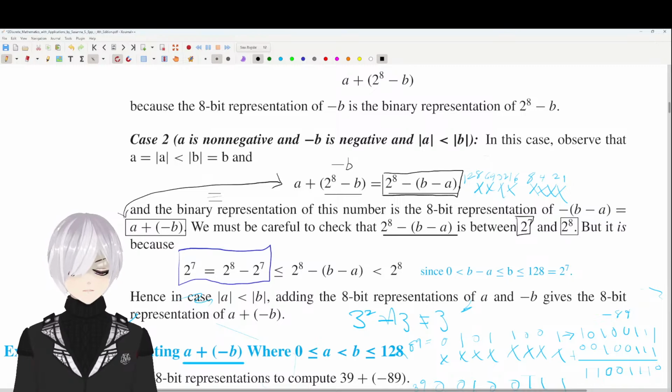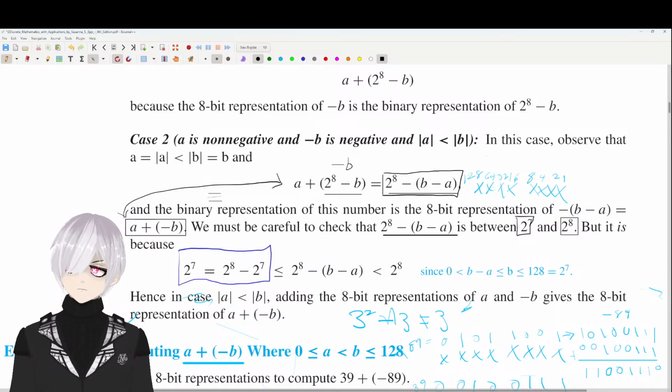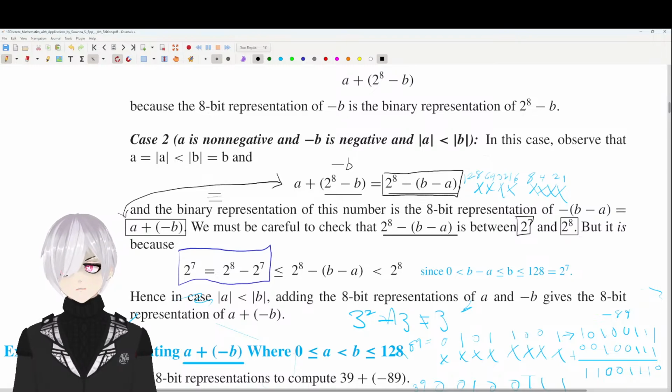Yeah, because 2 to the 7th is either equal to b minus a, or 2 to the 7th would be bigger than b minus a. So you're subtracting something that's the same or possibly bigger, 2 to the 7th. So that means 2 to the 8th minus 2 to the 7th is less than or equal to 2 to the 8th minus (b minus a). And then it's going to be less than 2 to the eighth because of the subtraction.